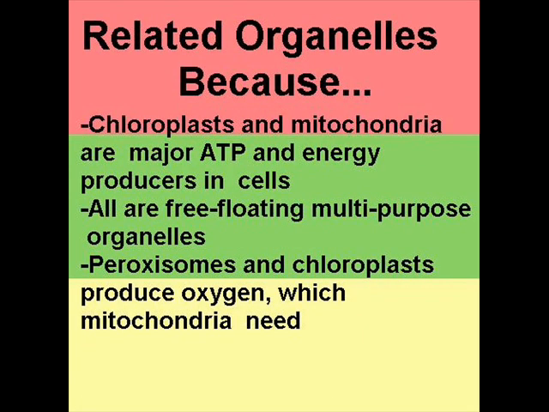The organelles in this video presentation are related because chloroplasts and mitochondria are major ATP and energy producers in the cells. All three are free-floating multi-purpose organelles, and peroxisomes and chloroplasts produce oxygen, which mitochondria need.